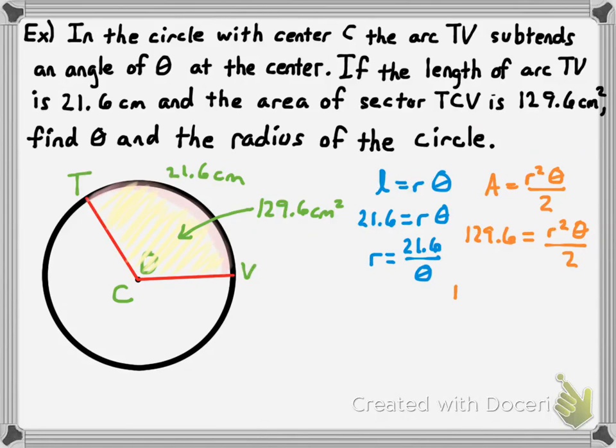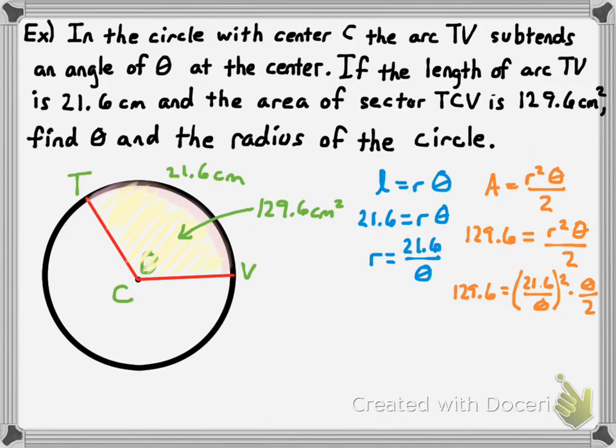All right, so 129.6 would equal 21.6 over theta squared times theta over 2. Now, can you see how I did that? I just put the r squared right there, kind of separate. This is r squared, and then I still kept the theta over 2.